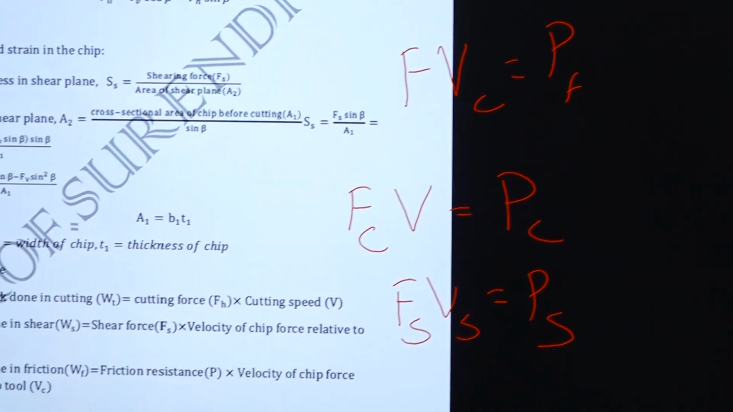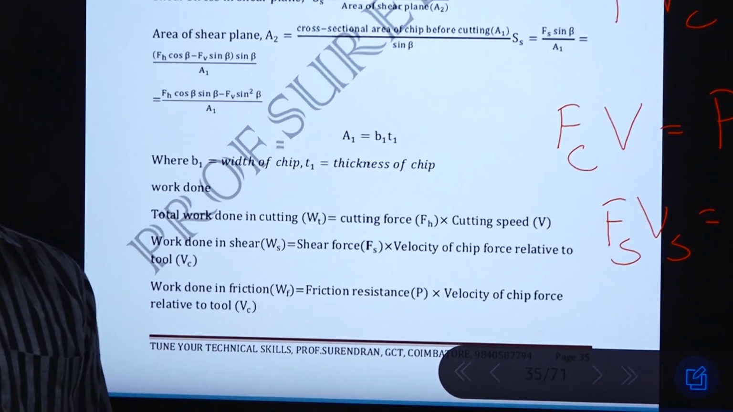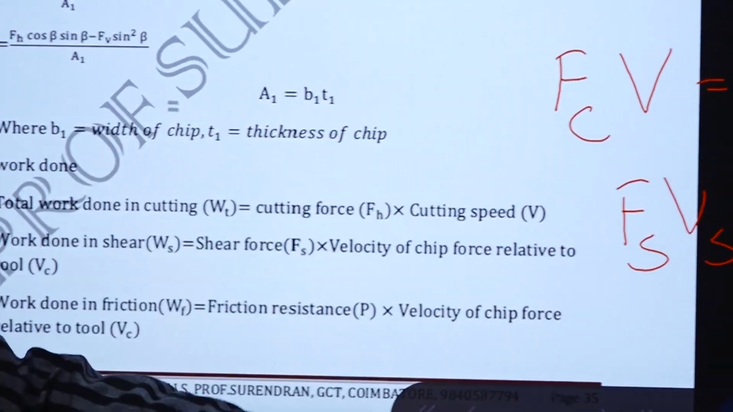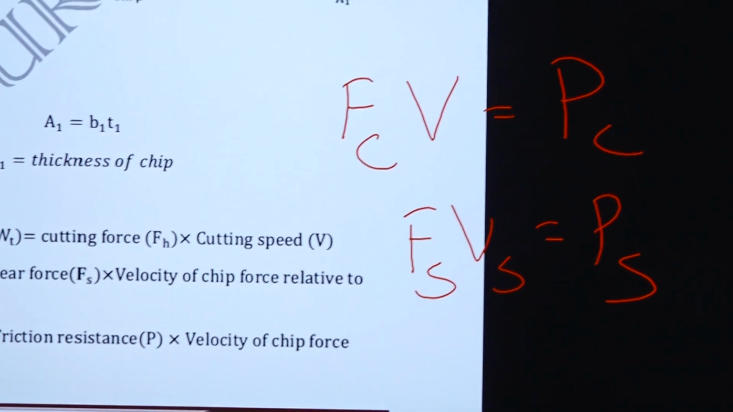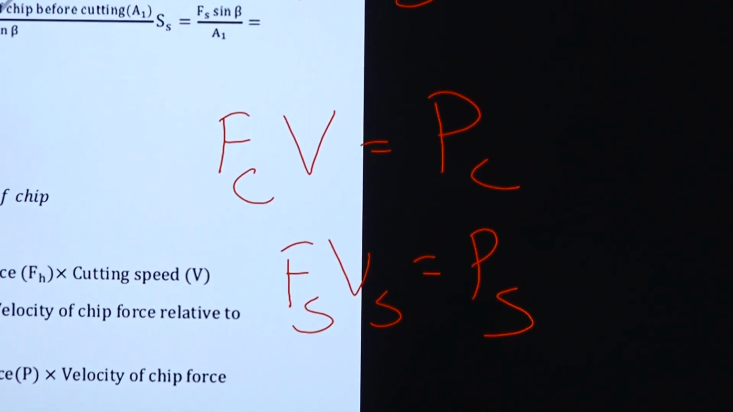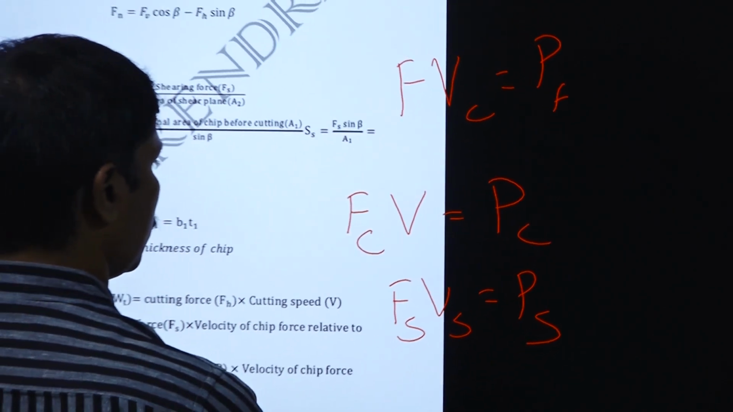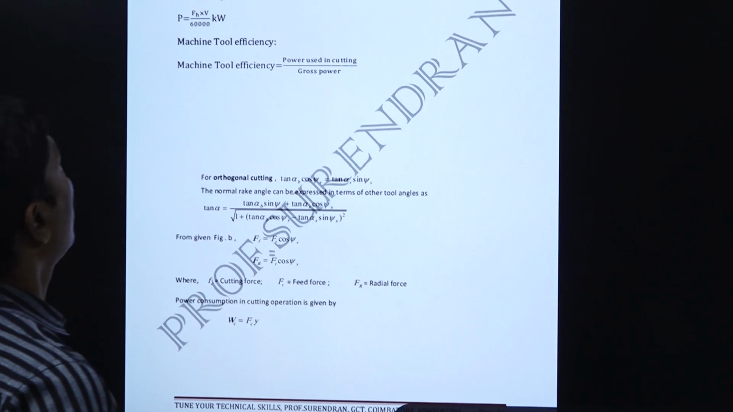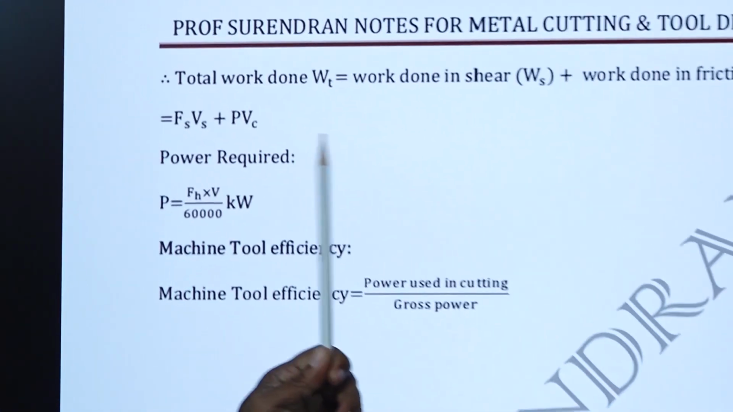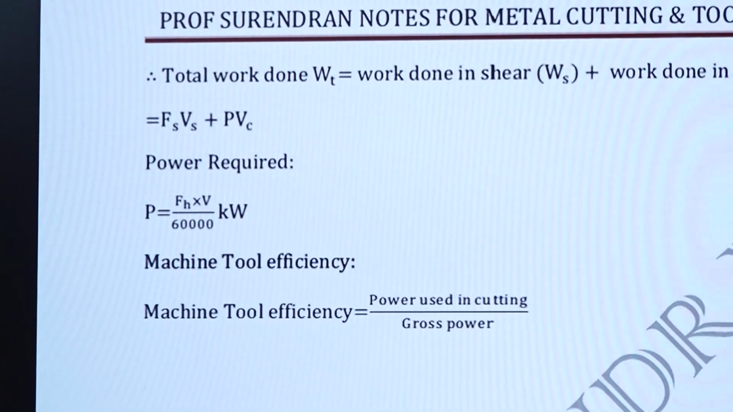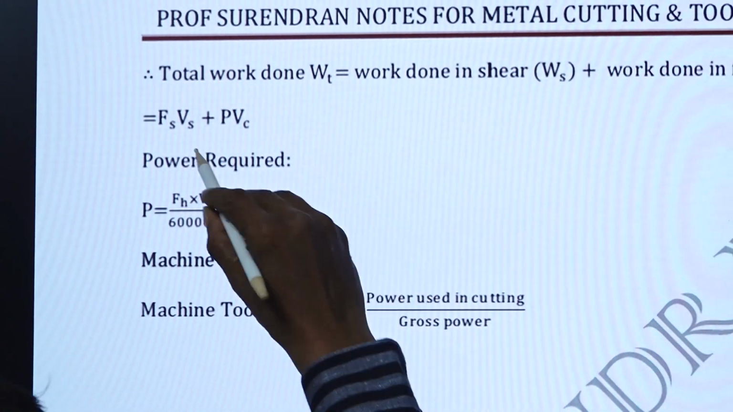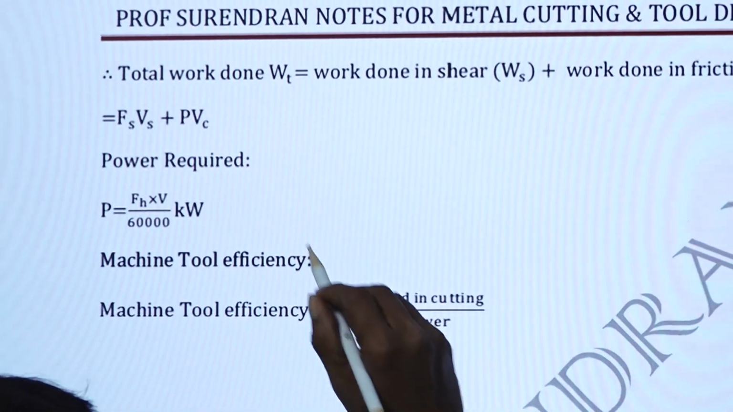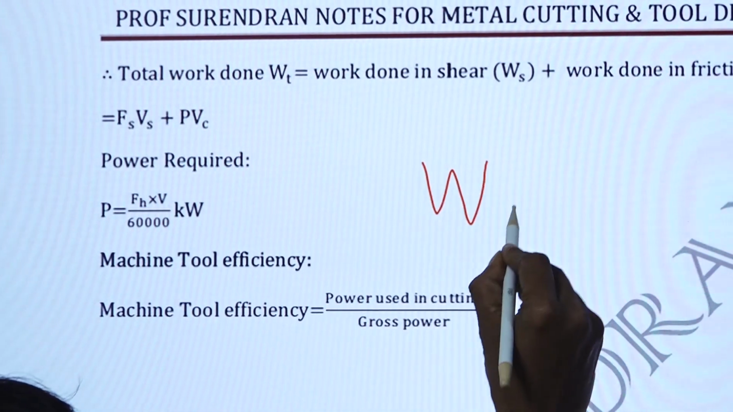So you can find the three types of power in metal cutting operations. This one is the friction power, this one is the cutting power, and this one is the shear power. The product of force and velocity is called power. The total power is equal to the sum of the shear power and the friction power. So the total work done is the shear work plus the friction work, and this is the cutting.